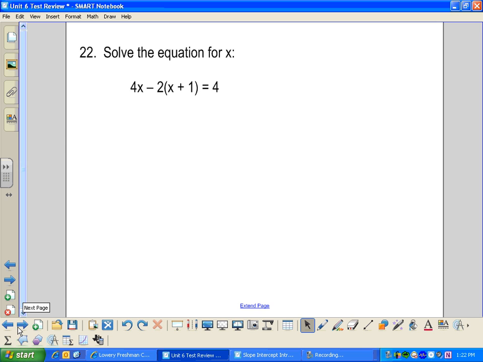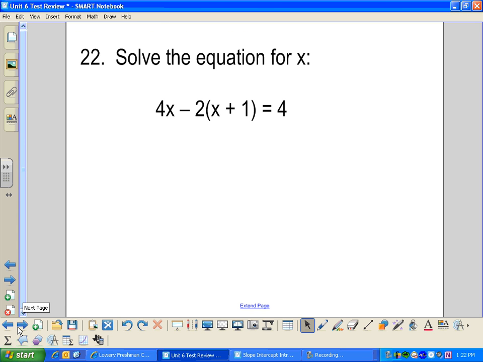Solve this equation. Okay, here we go. 4x minus 2 times the quantity x plus 1 equals 4. First thing I've got to do is simplify, because this side is definitely not simplified. Now I have to distribute this negative 2. I'm going to end up with 4x plus negative 2x plus, remember, negative 2 times 1 is negative 2.